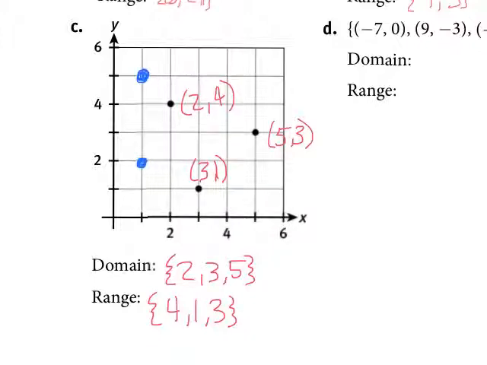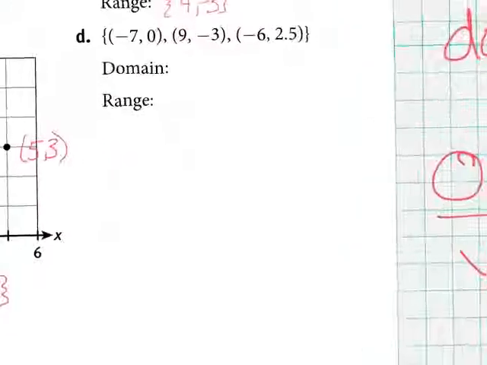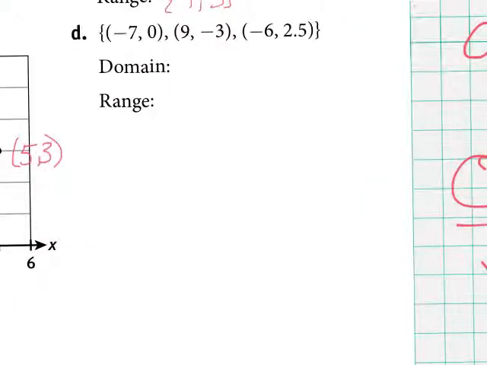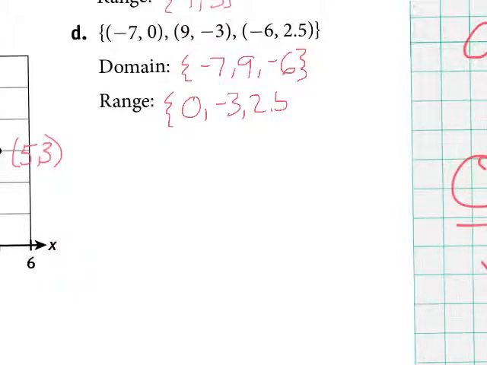Alright, and then sliding over to D lastly. My domain, this is what we've worked on already from an ordered pair, -7, 9, and -6. My range, the Y value is 0, -3, and 2.5. Again, this one is a function because every input has exactly one output.